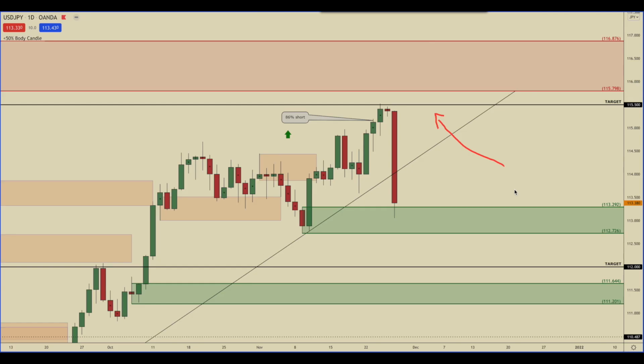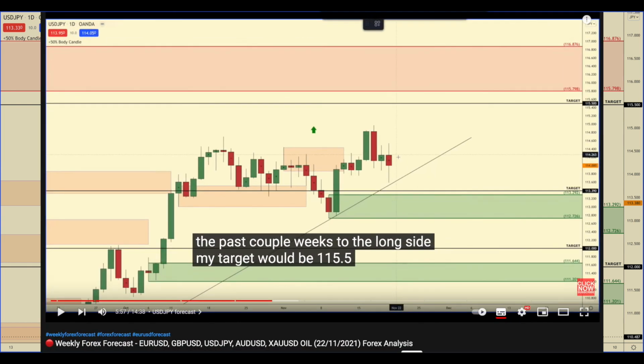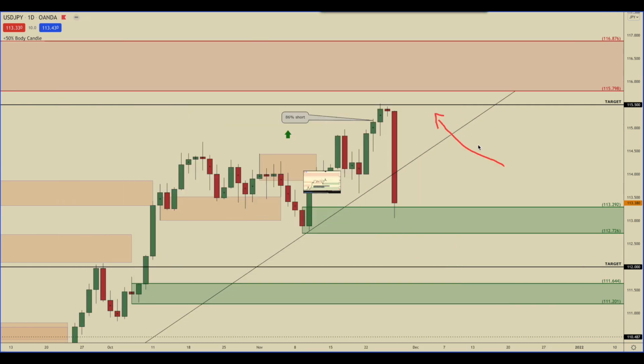All right, on to USD Japanese yen. Our long target was hit exactly at 115.5, as you can see on the screen here, and our short side target at about 113.39 at this daily area of demand was hit as well. That is the accuracy of supply and demand analysis.